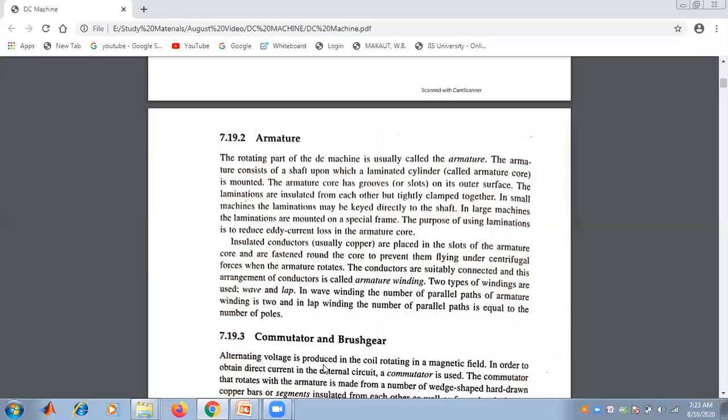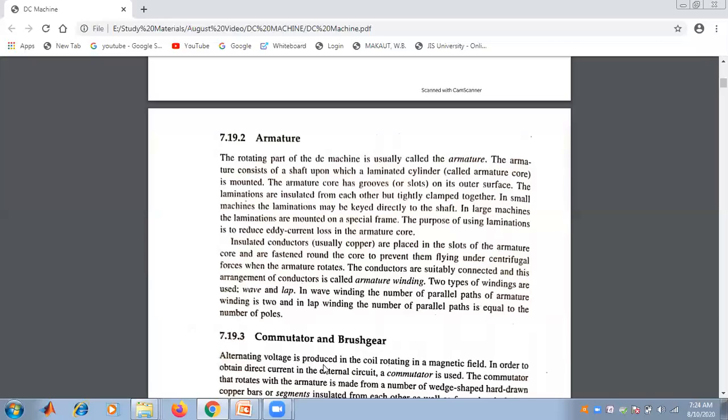In small machines, the laminations may be keyed directly to the shaft. In large machines, the laminations are mounted on a special frame. The purpose of using laminations is to reduce the eddy current loss in the armature core.